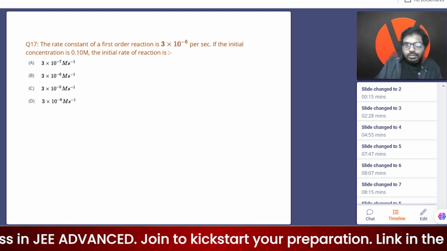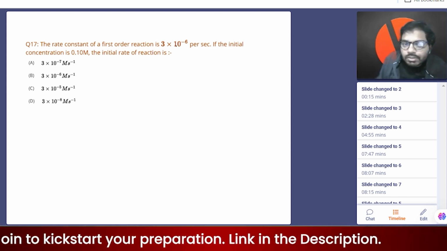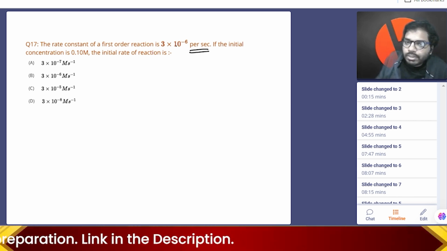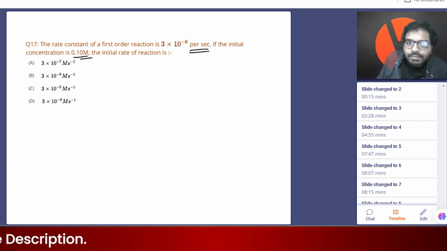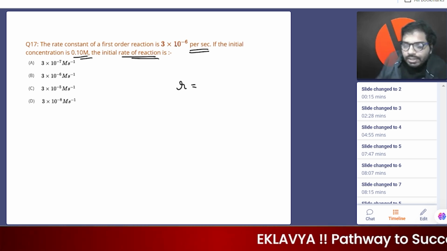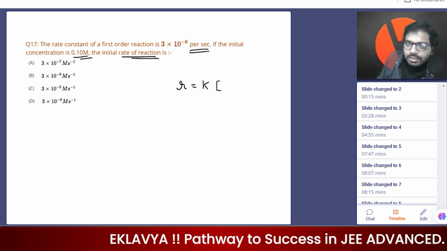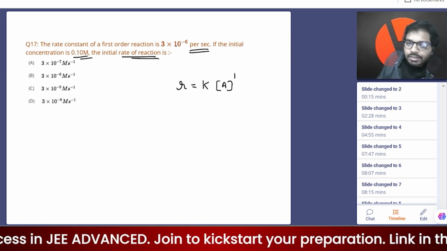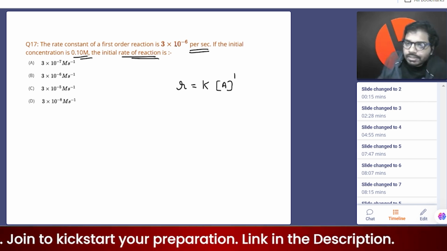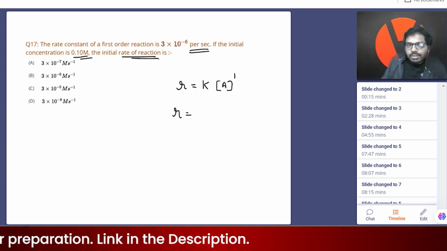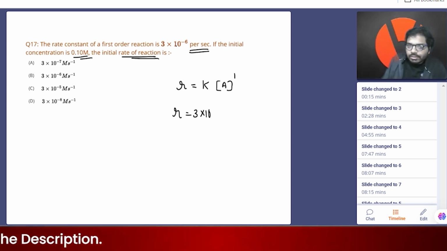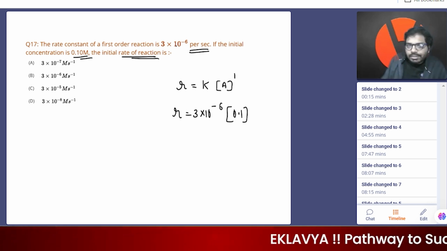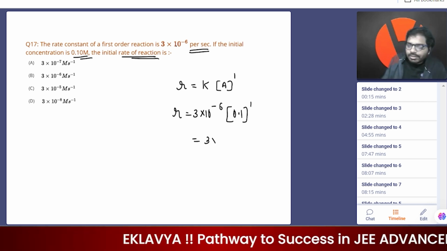Fine. So for the 17th question, the rate constant of a first order reaction is 3 into 10 to the power minus 6 per second. Initial concentration is 0.1. Find the initial rate of the reaction. We know that the rate of the reaction is equal to the rate constant times the concentration, and suppose A is our reactant, and as it is a first order reaction, the order is 1. We have to find out the initial rate of the reaction. So R is equal to 3 into 10 to the power minus 6, and I will write here the concentration 0.1, with the power being 1, as the order.